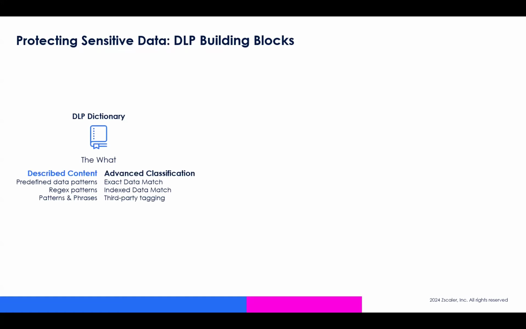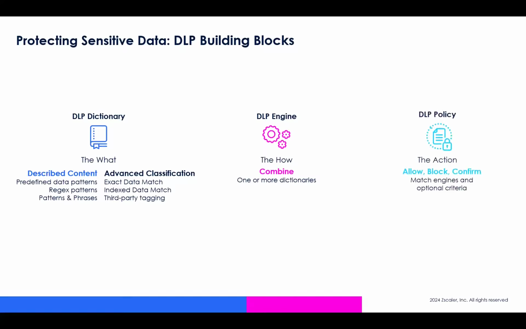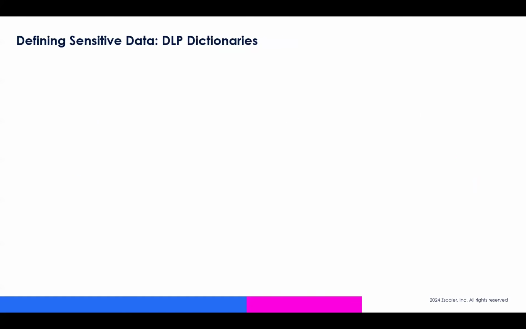The first of these are DLP dictionaries. These are the what. These describe content, which is the data you want to protect. The next component are DLP engines. These are the how. DLP engines combine one or more dictionaries into a set of matching criteria. Finally, DLP policy is the action taken, i.e. allow, block, or require user confirmation. These match engines to optional criteria to make policy decisions. Let's take a look at DLP dictionaries in more detail.